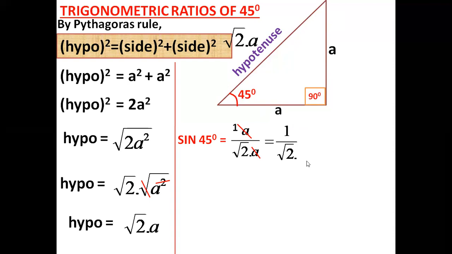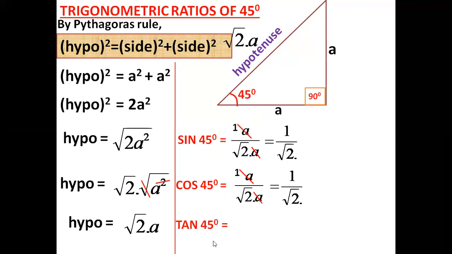Sin 45 value is 1 by root 2. Next, cos 45. What is the definition of cos? Adjacent side by hypotenuse. Here the adjacent side of 45 degrees is A, and the hypotenuse is root 2 into A. Here also A gets cancelled, so you get 1 by root 2. So cos 45 value is 1 by root 2.